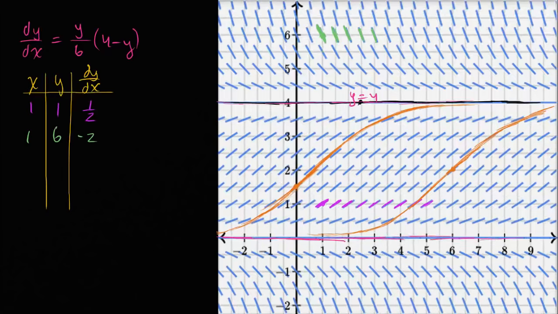Now, what if we included this point up here? Actually, let me do it in a different color so that you could see it. Let's say our solution included that point. Well, then it might look something like this. And once again, I'm just using the slope field as a guide to give me an idea of what the slope might be as my curve progresses, as my solution progresses. So a solution that includes the point 0, 5 might look something like this. And once again, it's just another clue. A solution that includes the point 0, negative 1.5 might look something like this.